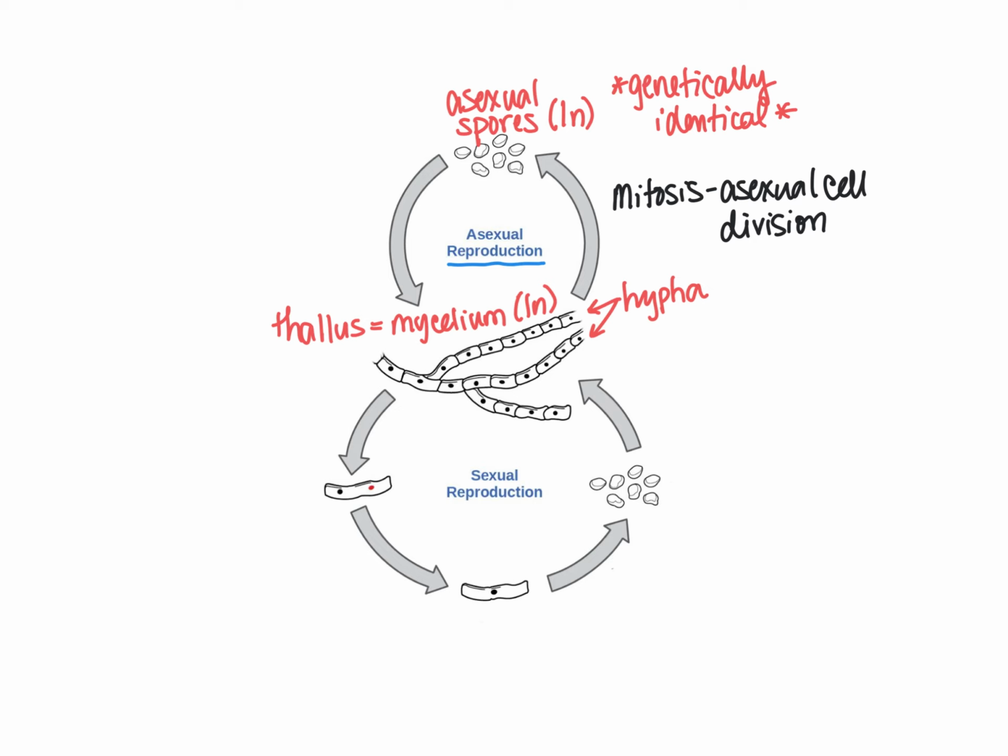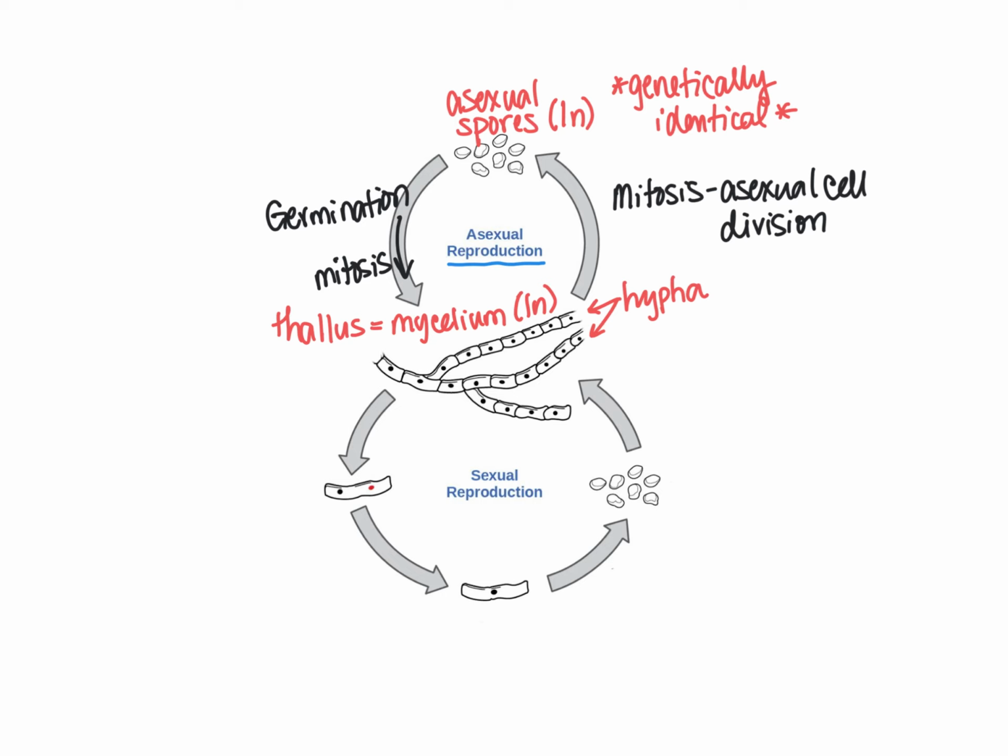Now, these spores can then be released into the environment, and they're going to land on different surfaces. If they find a surface conducive to growth, they might go through the process of germination. And during germination, essentially what happens is that those spores, in this kind of favorable environment, are going to go through mitosis in order to form a new mycelium.